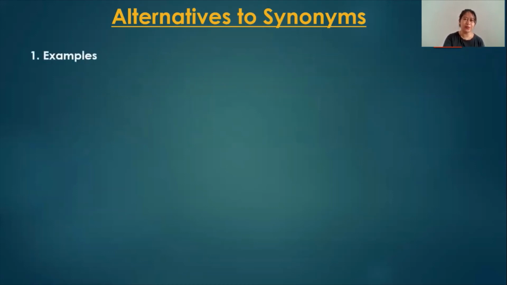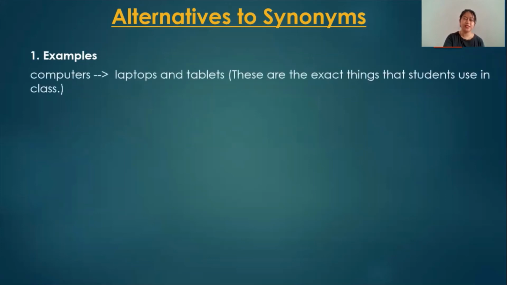The first one is by giving examples, such as computers. To avoid using computers again and again, we can use laptops and tablets, and these are exactly the same things that we use in class. So instead of computers, you can say laptops and tablets. But rule of thumb, you must only use examples that are relevant to the idea that you're trying to convey. Okay, so use examples that are accurate as well.